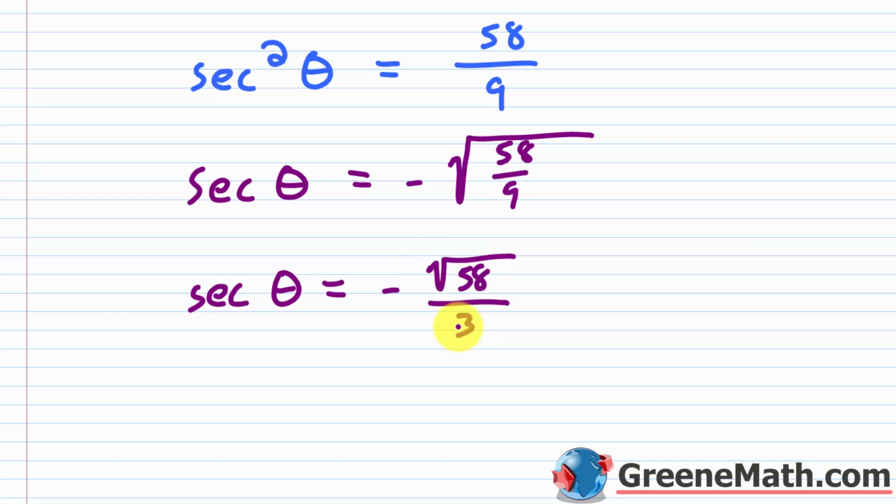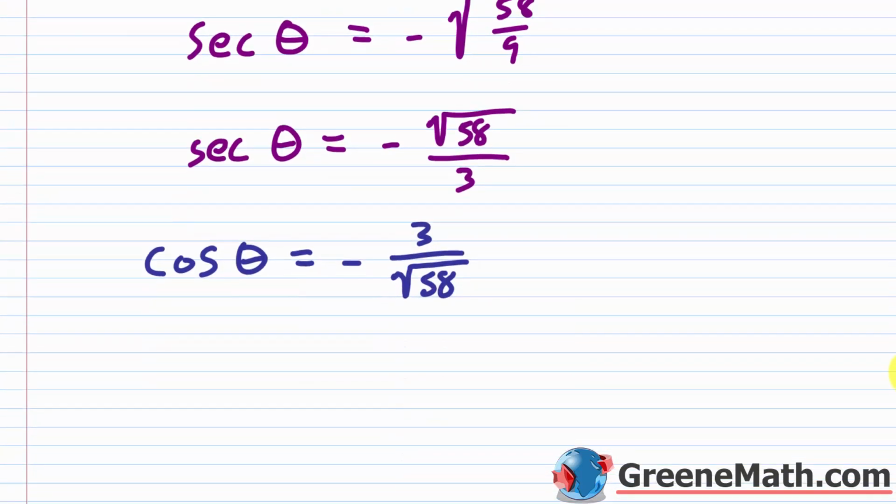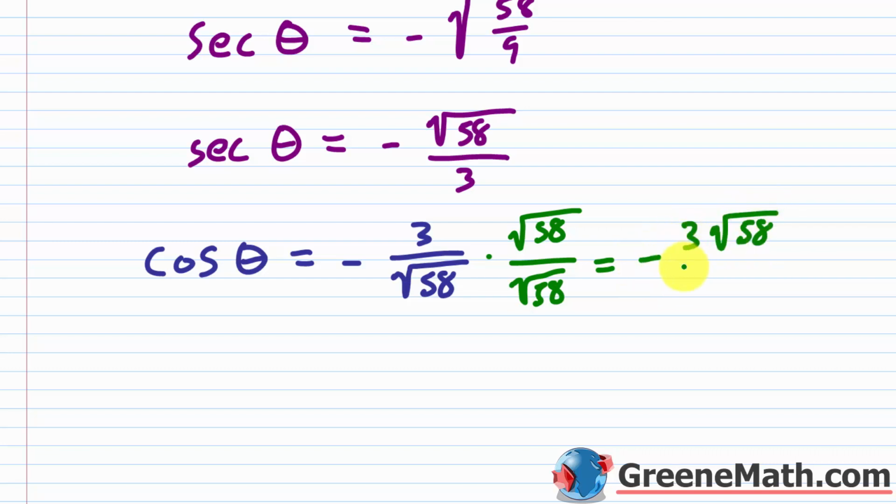So we're not looking for the secant of theta. Of course, we want the cosine of theta, and I know this is a bit tedious, but the cosine of theta is found by flipping this guy. So this is equal to the negative of 3 over the square root of 58. Now, when you have an answer with the square root in the denominator, you typically want to rationalize the denominator. So let's multiply this by the square root of 58 over the square root of 58. And that would give me an answer of the negative of 3 times the square root of 58 over 58. Okay, so that's my cosine of theta.